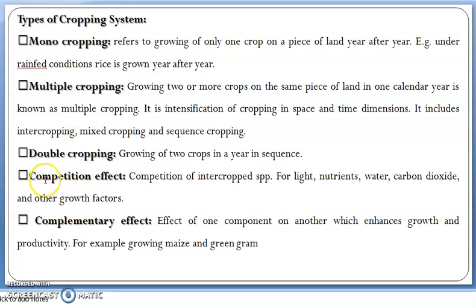And similarly, its opposite is complementary effect. The effect of one component on another which enhances the growth and productivity. For example, growing of maize and green gram. As green gram is a leguminous crop, it fixes the atmospheric nitrogen into the soil. That fixed atmospheric nitrogen can be utilized by the standing maize. This is complementary effect.